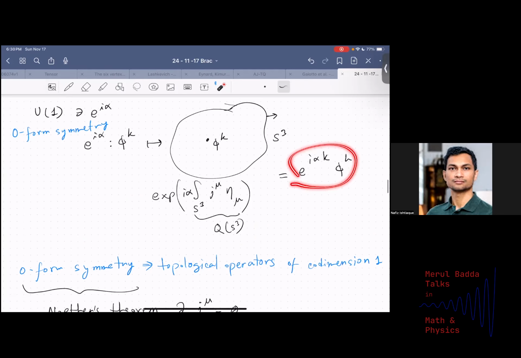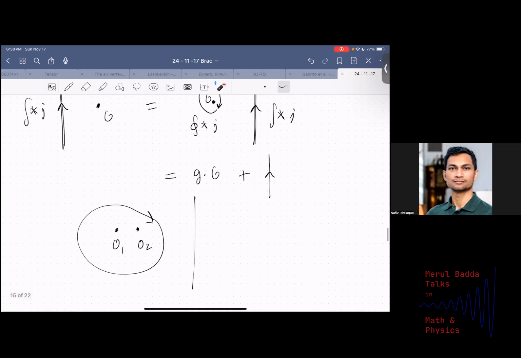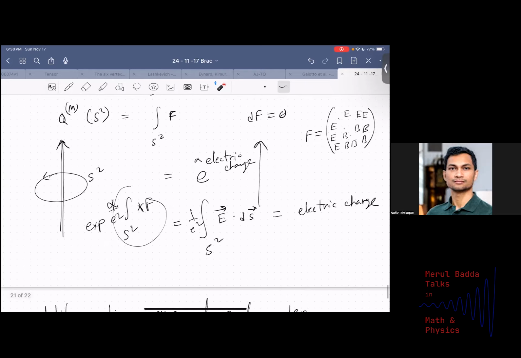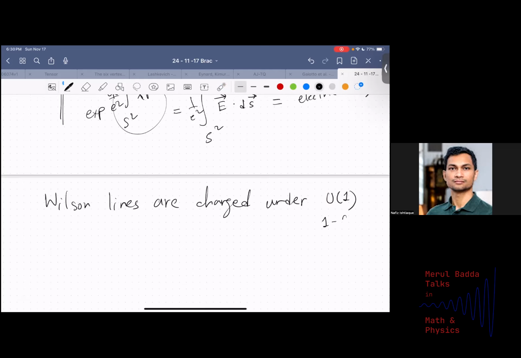Yeah, it's almost exactly like this, right? Because you get the operator back multiplied by a phase. So this was U1, and for these line operators, you also have a U1. Charge under U1. U1, but it's a U1 one-form symmetry.